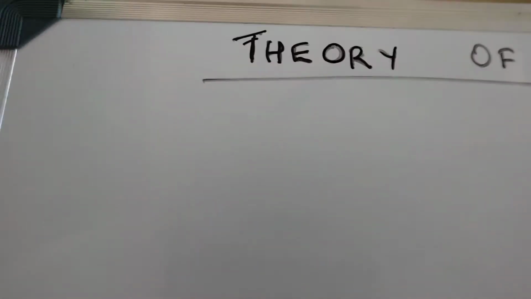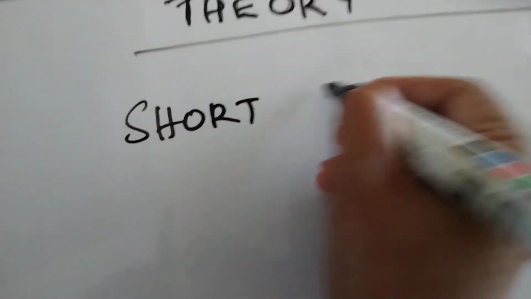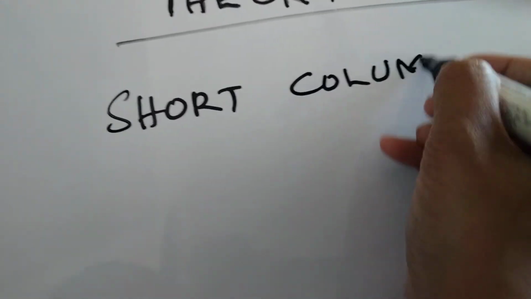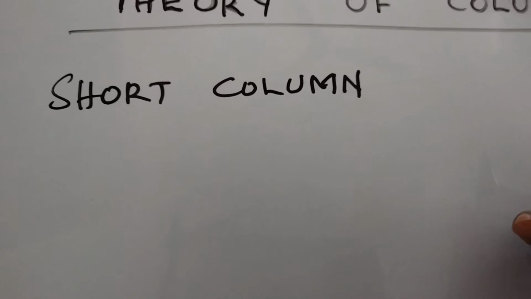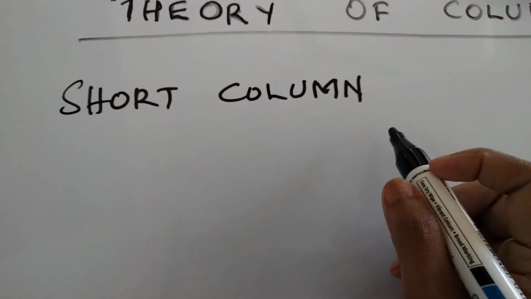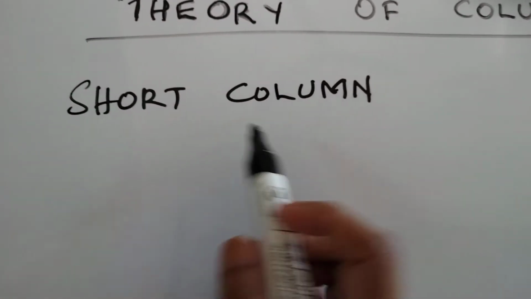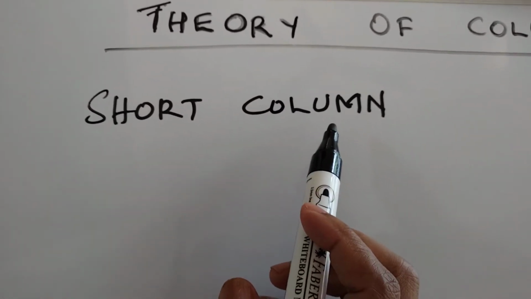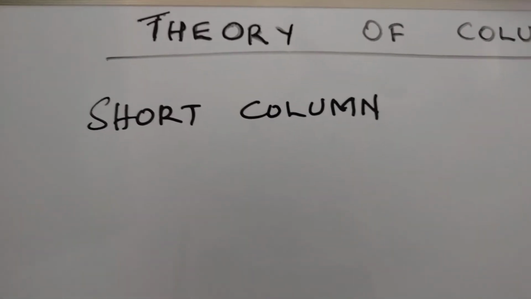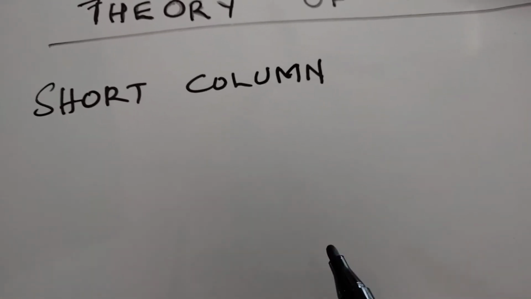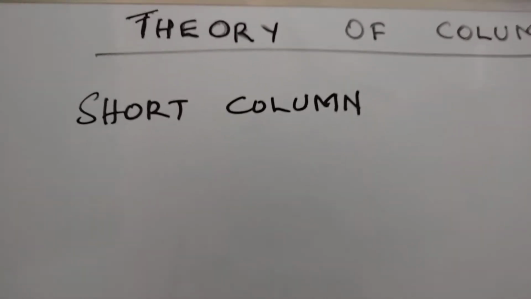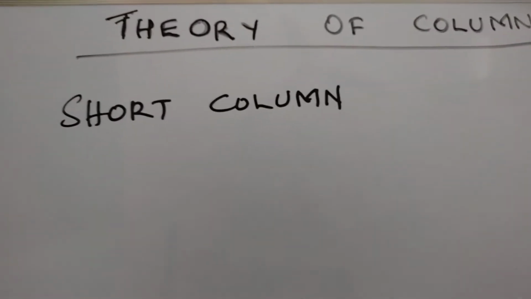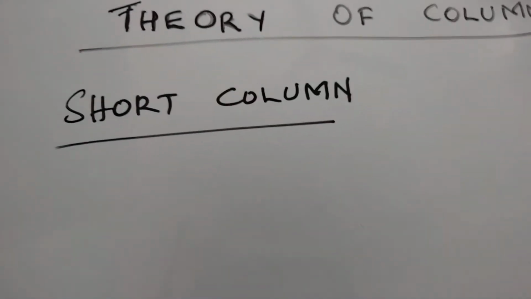Now we have two types of columns, that is short column and long column. The basic difference is depending upon the slenderness ratio, that is L/D ratio, and based upon the failure mechanism. Short column fails by crushing of concrete, that is due to compressive action, and long columns fail by buckling. These are the two main differences between the short column and long column. First, we'll see what is short column.